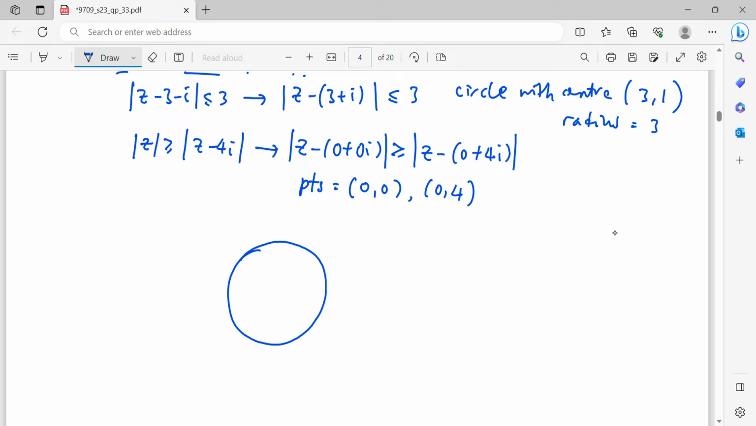Okay, so since the center is at (3, 1), that means this is (3, 1). That means here is going to be 3, this is 1, and then the radius is 3. So since the radius is 3 and the center is 3 as well, that means at this point it will be touching the y-axis.